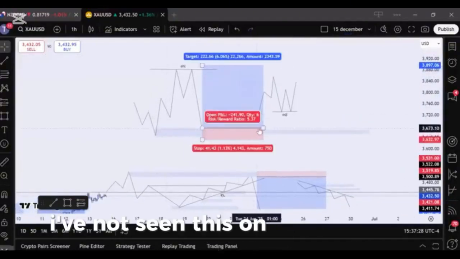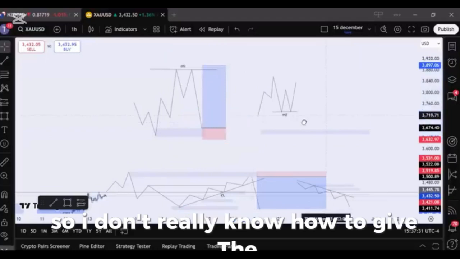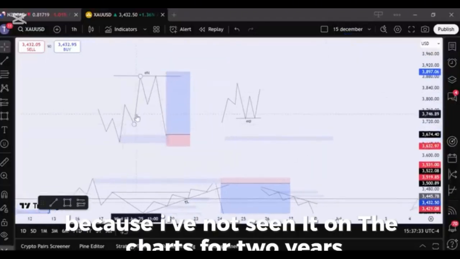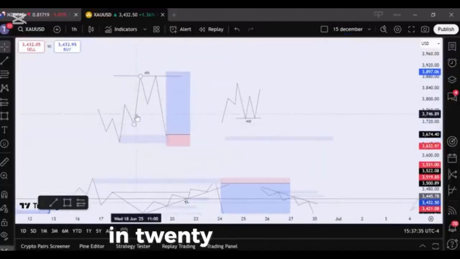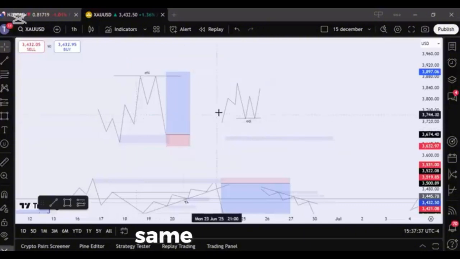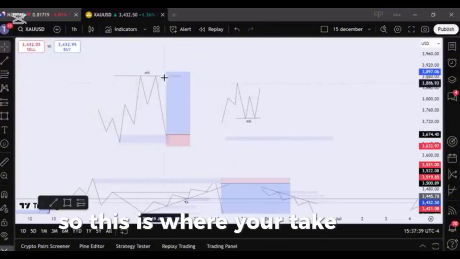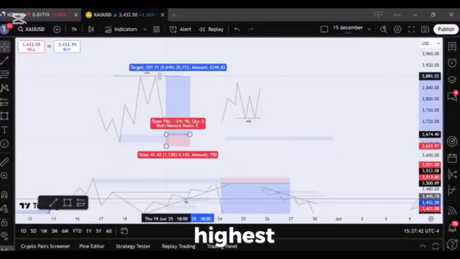Like I said, I've not seen this on the chart for like 2 years, so I don't really know how to give a chart example here. I've only used it twice in 2023. Same thing as this. So this is where your take profit level will be to clear that equal highs liquidity.